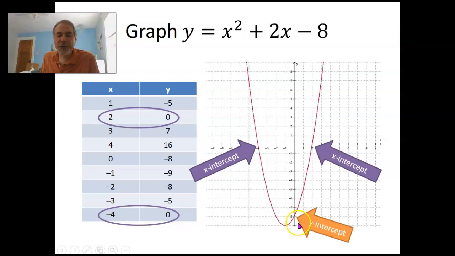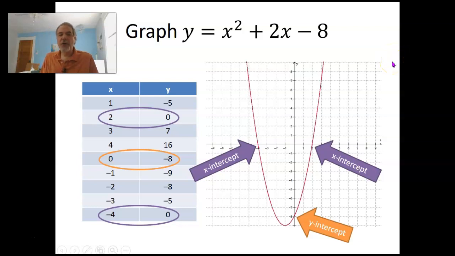And then the y-intercept is a point where a graph touches or crosses or intercepts the y-axis. So in this graph, that happens down here at the point (0, -8). So for the y-intercept, the x-coordinate is 0. So in this equation, the point where x is 0, y is -8.